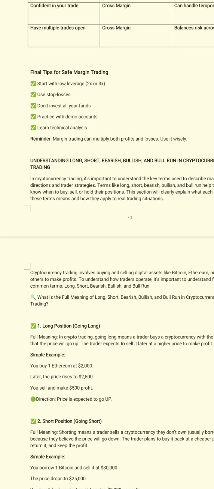Now, final tips for safe margin trading. Start with low leverage like 2x or 3x leverage. Use stop losses. Don't invest all your funds at the same time. Practice with demo accounts. Learn technical analysis. Reminder, let me remind you something. Margin trading can multiply both profits and losses. So use it wisely.